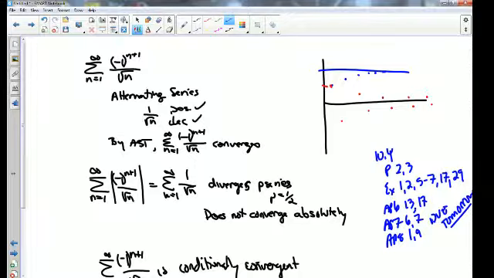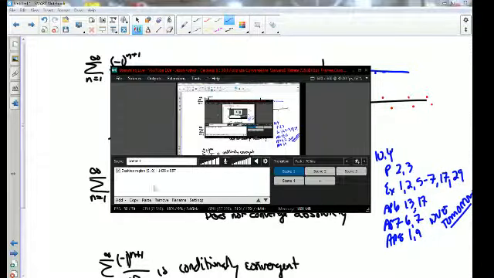Okay, ratio and root test tomorrow. And then next week we look at Taylor series and power series. What is the ratio and root test? It's just two more ways to determine convergence.